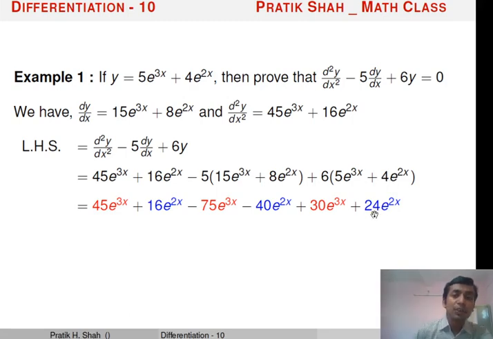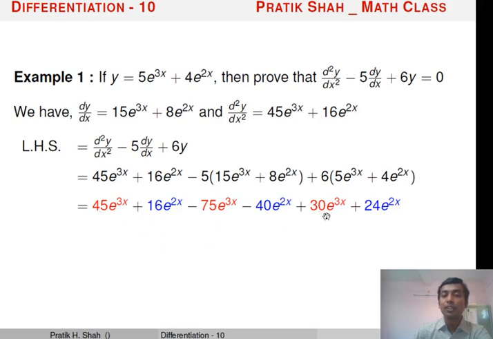Here I have denoted them by different colors because you can see that we are having two types of terms. One type of term having e raised to 3x, e raised to 3x and e raised to 3x, which are indicated in the red font. The other type of terms are e raised to 2x, e raised to 2x and e raised to 2x. They are denoted in blue fonts. So first you can see that this is 45 minus 75 and plus 30.